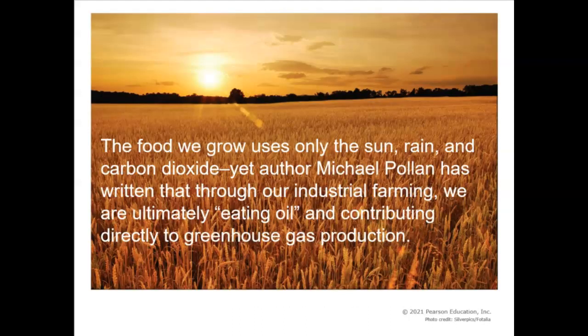So we're going to go back to this quote now and back to agriculture. I just wanted to hit on some of the main characteristics of plants. So once again, the food we grow uses only the sun, rain, and carbon dioxide, yet author Michael Pollan has written that through our industrial farming, we're ultimately eating oil and contributing directly to greenhouse gas production.